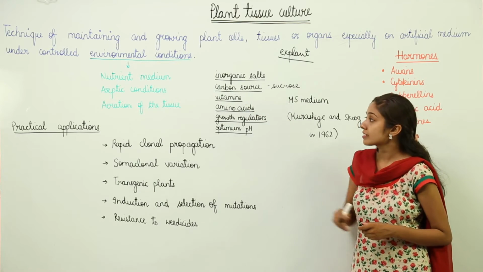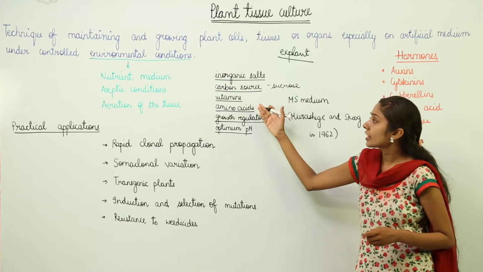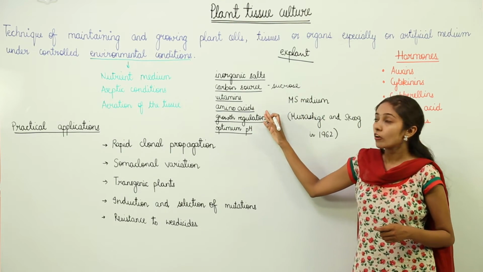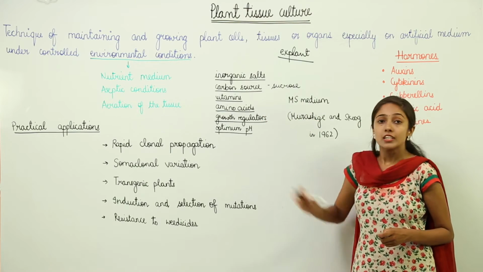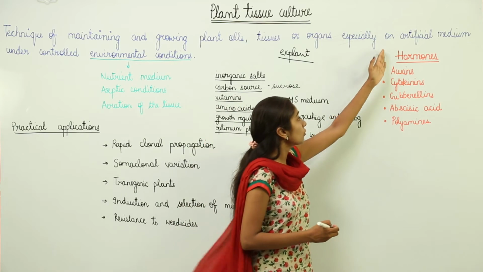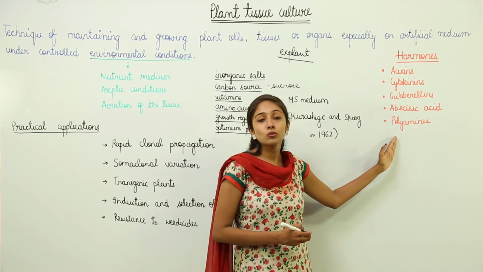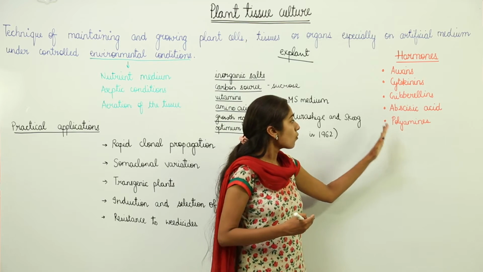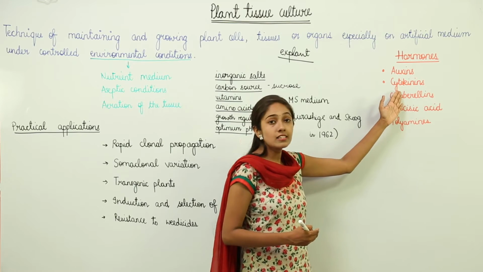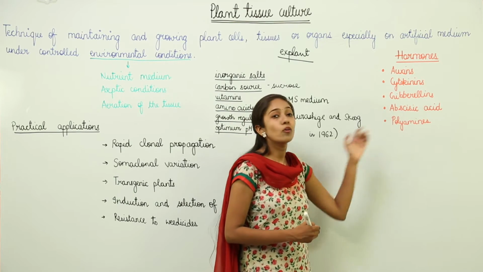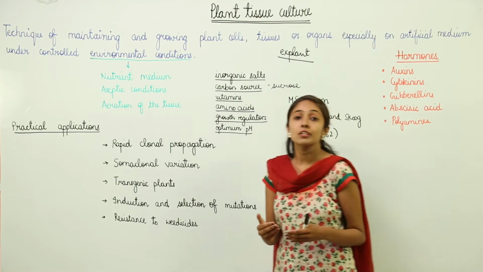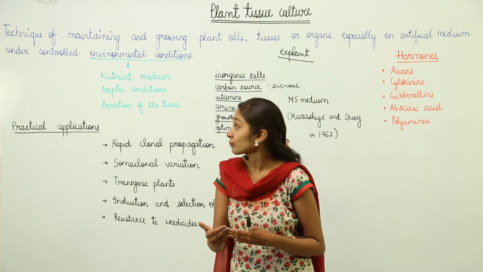Then we have vitamins, right? Thiamine and other vitamins are used which are required for the growth of the plantlet. Then amino acids are also there. Growth regulators. Generally the growth regulators are auxins and cytokinins, and we'll also talk about the plant hormones. So what are the plant hormones that we use? We have auxins, cytokinins, gibberellins, abscisic acid and polyamines. These are the plant hormones used so that the growth of the plantlet can be enhanced further.